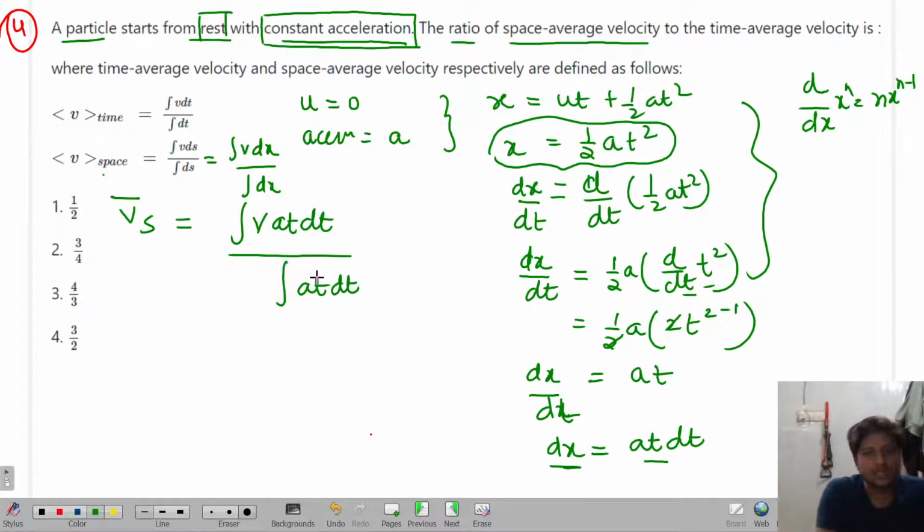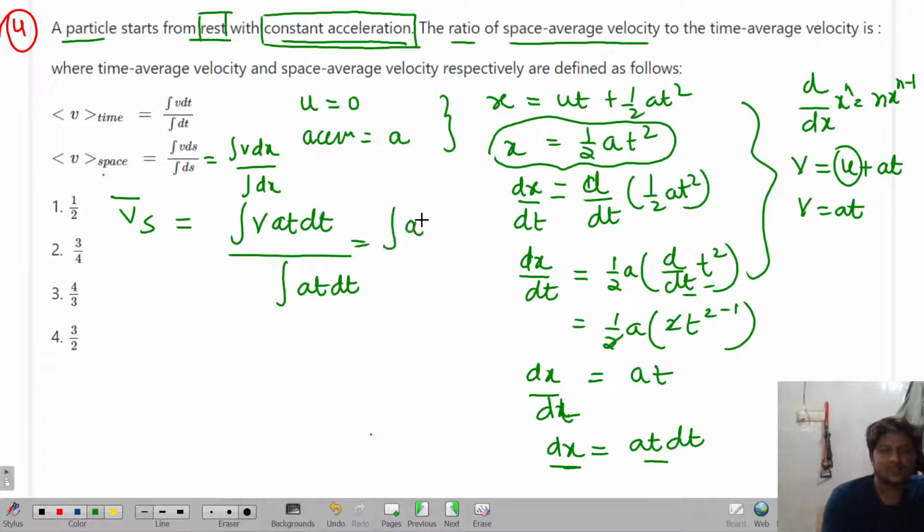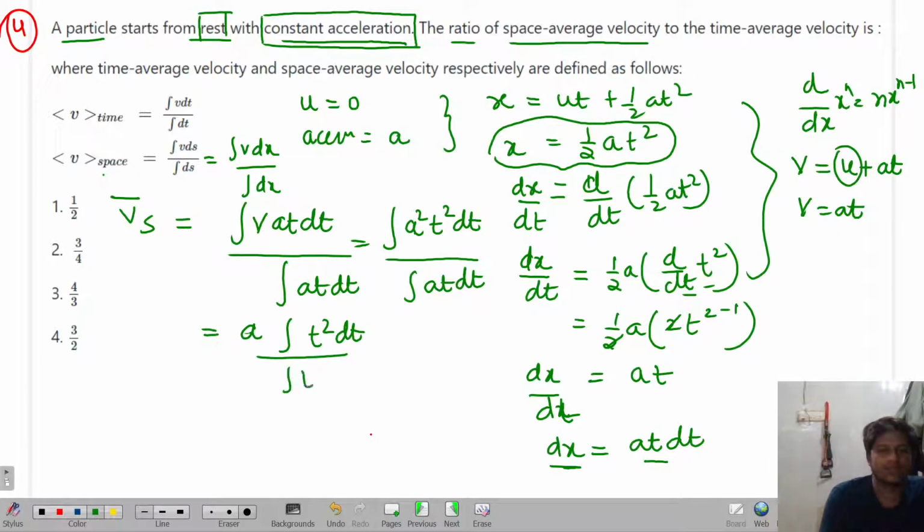Okay, now I'll apply another trick. Now tell me one thing. What is the formula? You know now. Final velocity is equal to initial velocity plus at. Yes or no? Here initial velocity is 0, so v becomes a into t again. So I can write this as a square t square dt divided by integral at dt. What is the most important conclusion over here? That I can take this acceleration outside because these are two constants over here. So this a square by a will become a, integral t square dt divided by integral t dt.